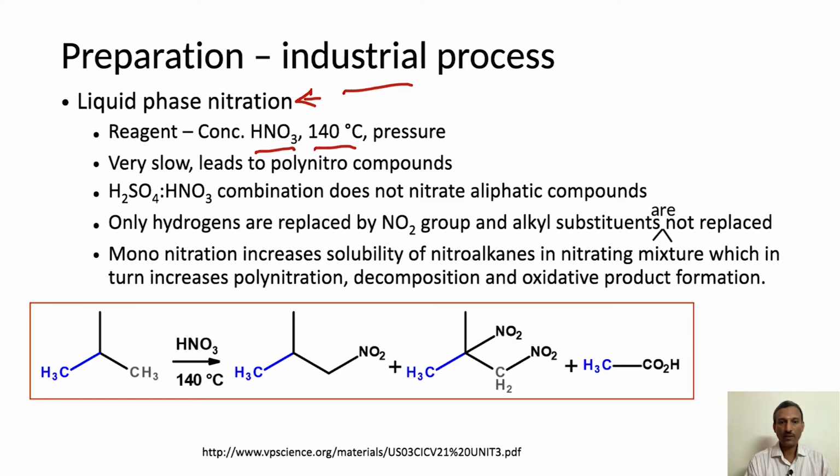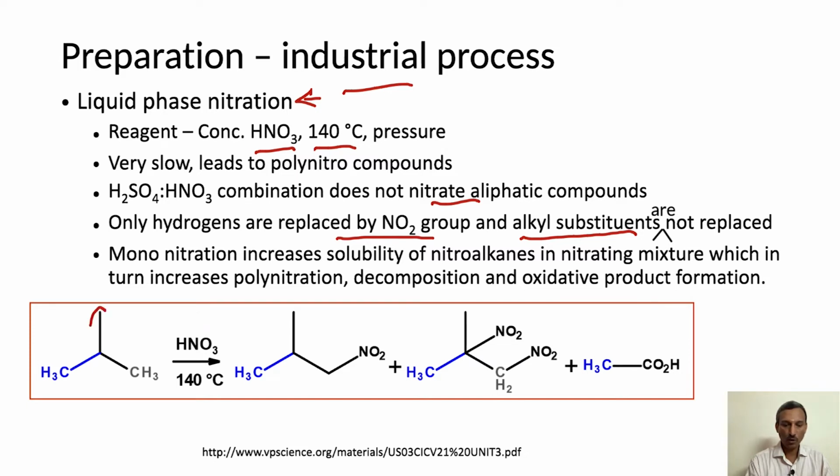Sulfuric acid nitric acid combination does not nitrate aliphatic compounds, because this combination is the most preferred one for the aromatic electrophilic substitution reaction, whereas in the case of aliphatic systems, this combination does not give nitro compounds. And when we are using this industrial process in the liquid phase nitration, only the hydrogens are replaced by the NO₂ groups. That means alkyl substituents are not replaced. So this is one thing we will be looking at when we are looking at the gas phase reaction. We will also see what are the other reactions which are happening.